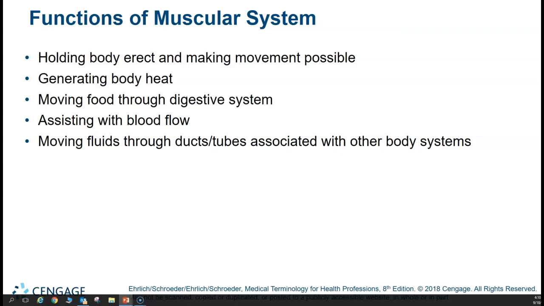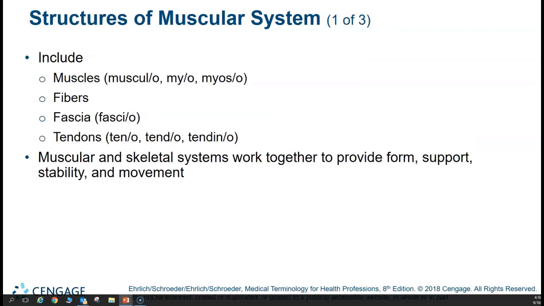Generating body heat through some of the muscles that we'll be talking about, and actually helps move the food through the digestive system, assists with blood flow, and helps move the fluids through the ducts and the tubes associated with other body systems. The different structures or organs in the muscular system.